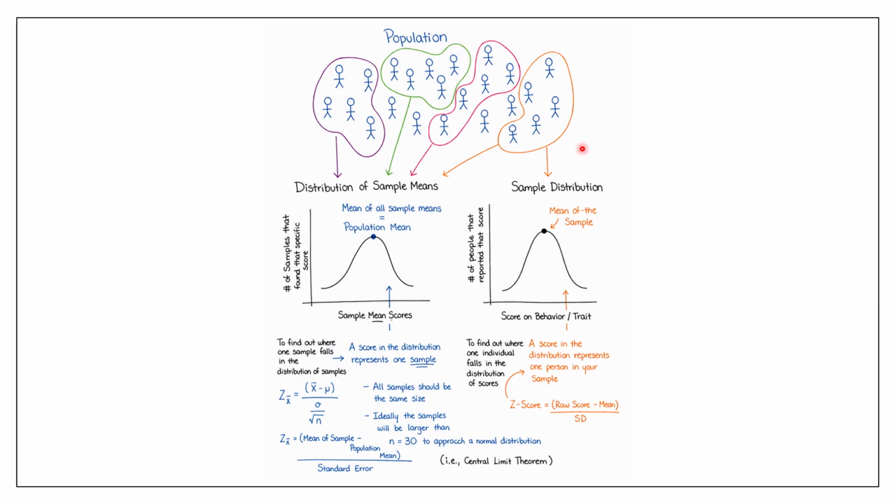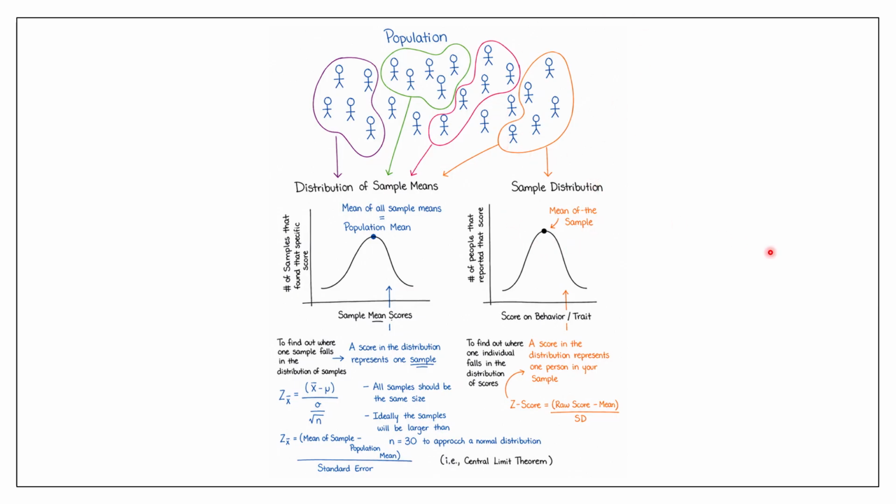When we're working with a sample, the distribution that we speak of is called the sample distribution. In this type of distribution, it's only going to represent that one sample that we collected. So here you can see the orange sample is going to be what is actually shown in the sample distribution.